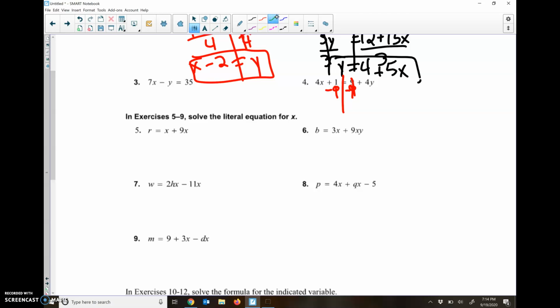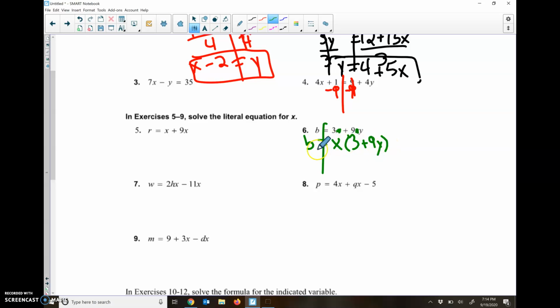All right, looking at number 6 here, I got b equals 3x plus 9xy. Okay, this is the one where I'm going to need to undistribute here. So I'm going to pull out an x from everything on the right side, because there's two x's there, and I can't combine these because one is a 3x and one is a 9xy, so I can't combine them because they're not the same. So if I pull out an x from 3x, so let's pretend that x is gone, the only thing left is 3. I'm going to do the same. I'm going to pull out an x from 9xy, so I'm left with 9y.